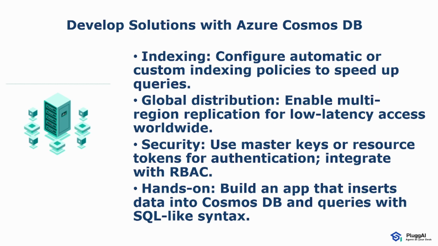Hands-on tip, spin up a free tier Cosmos account, use the .NET SDK in a console app, insert items, query across partitions, enable change feed, and hook a function to it. Also play with consistency in the portal, switch levels and see latency and RU changes.